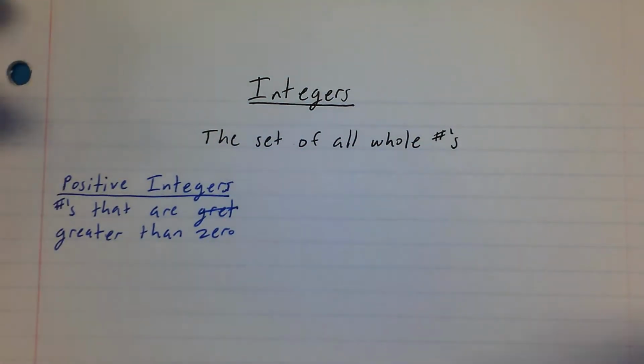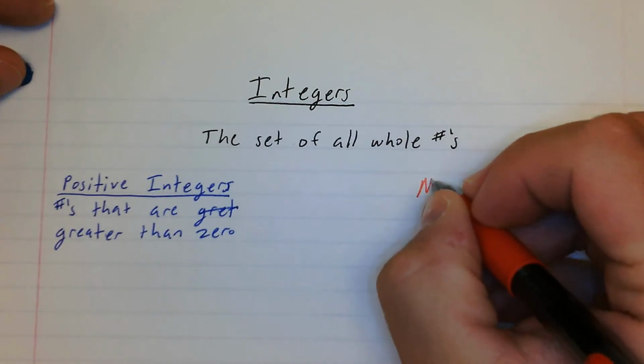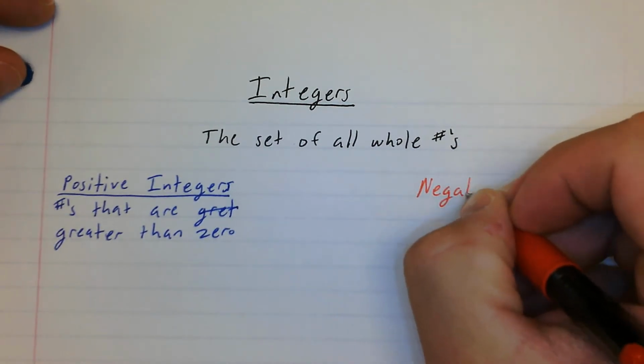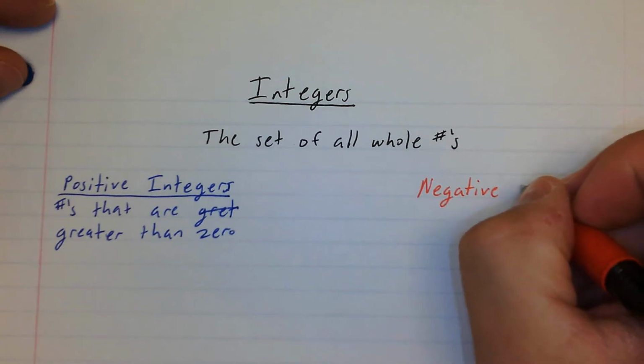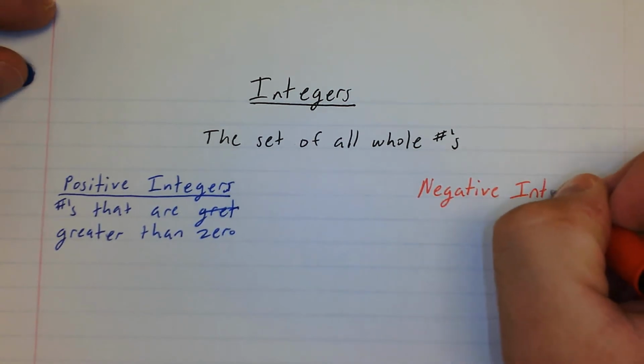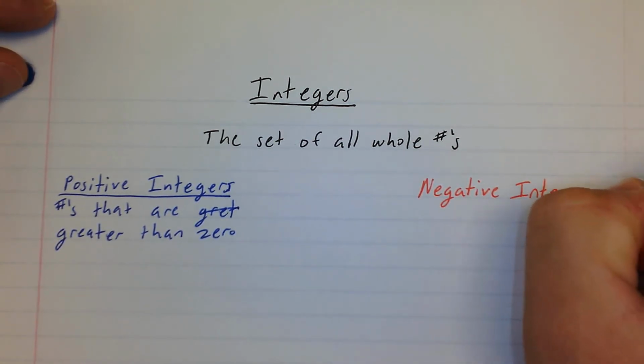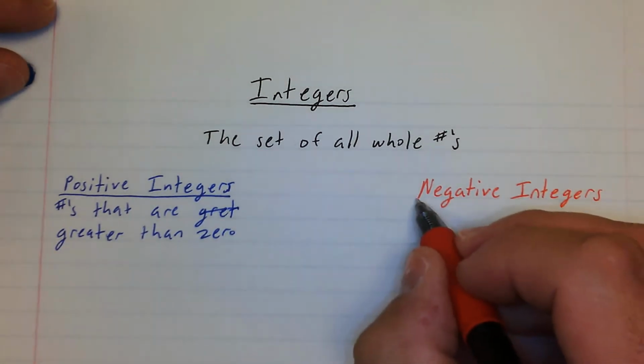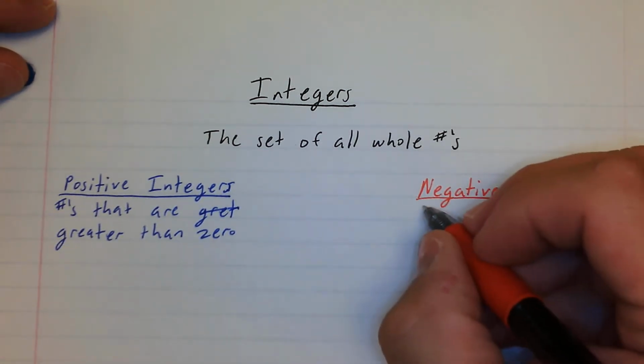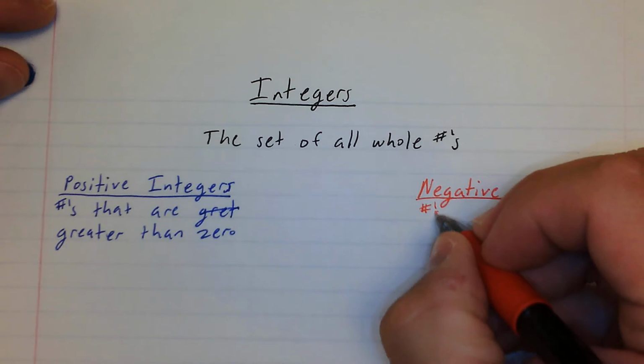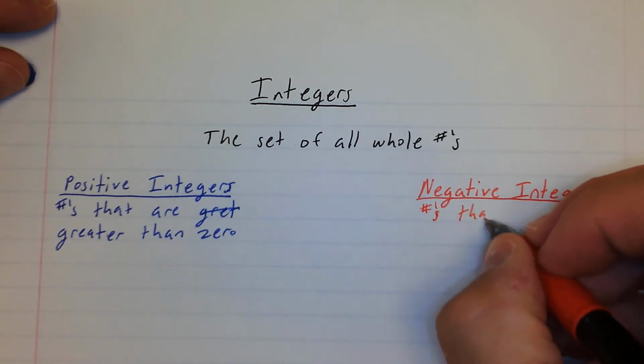The other integers we can have are negative integers. And negative integers are numbers that are less than 0.